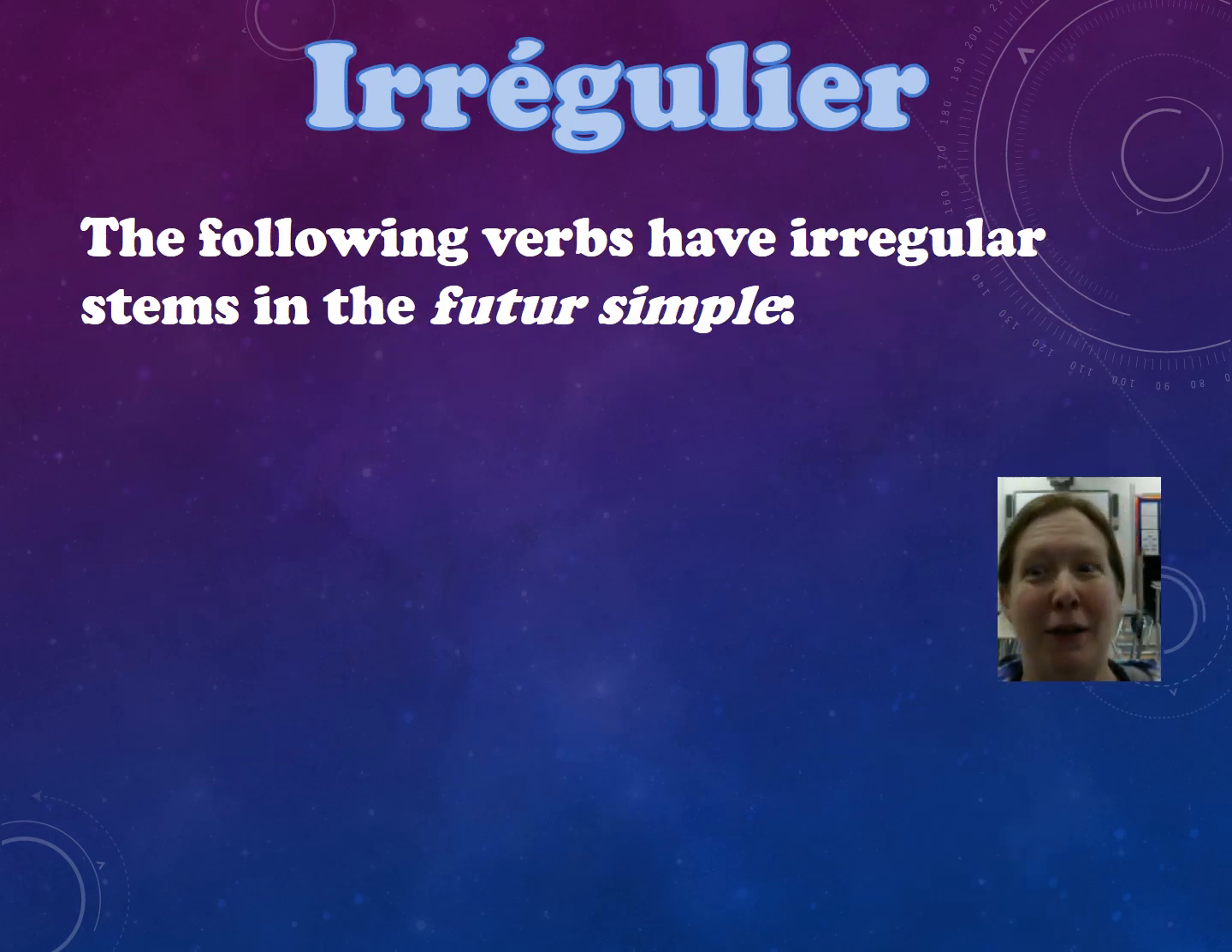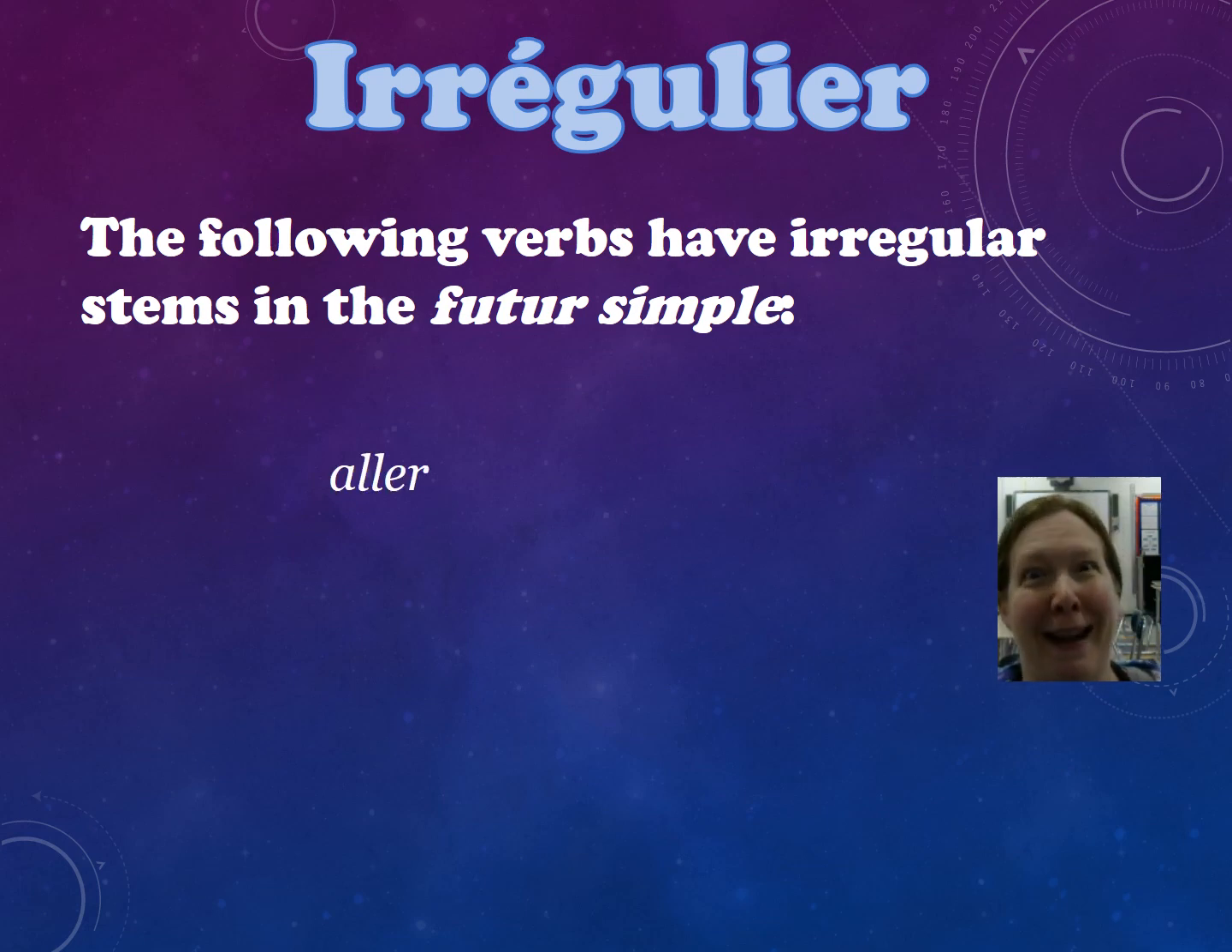So now we get to our verbs that are irregular. And these are just flat out irregular in the future simple. You have to memorize them. There's no change to make to the infinitive. You can't use the infinitive at all. It's just not going to work.